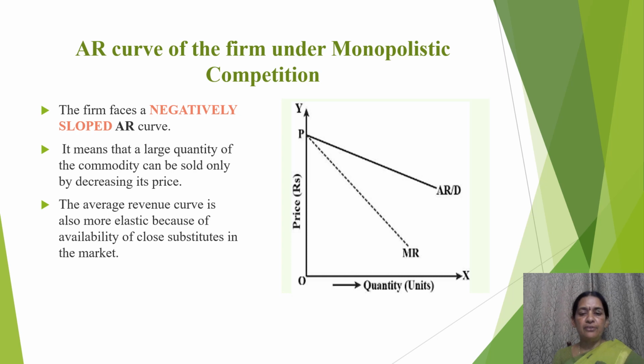Average revenue curve of the firm under monopolistic competition. The firm faces a negatively sloped average revenue curve. It means that a large quantity of the commodity can be sold only by decreasing its price. The average revenue curve is also more elastic because of the availability of close substitutes in the market. And in the diagram, the x-axis represents the quantity and the y-axis represents the price. And here, the shape of the average revenue curve is negatively sloped.